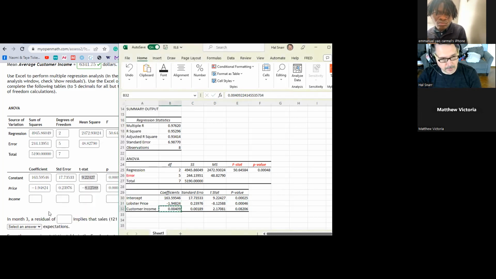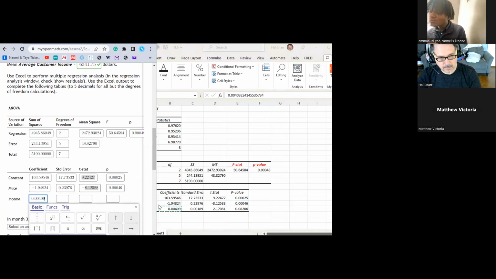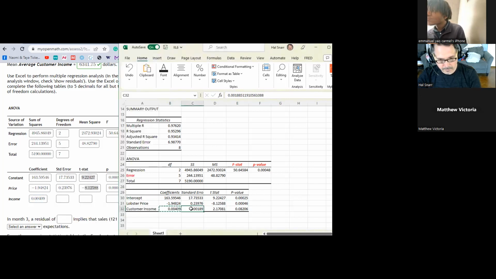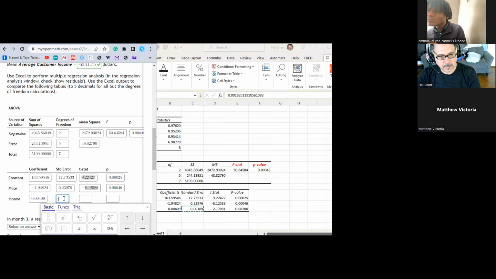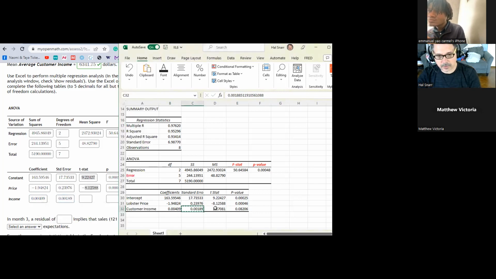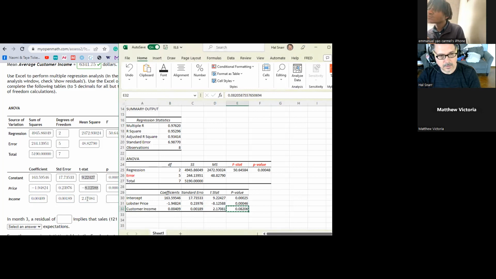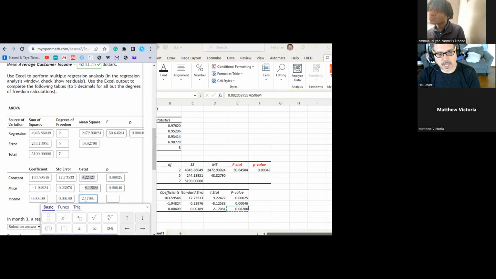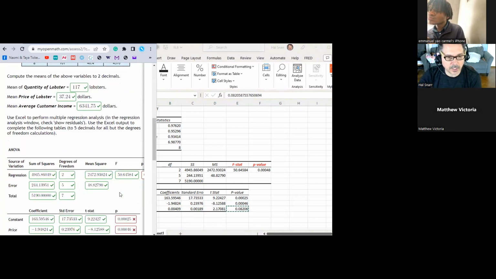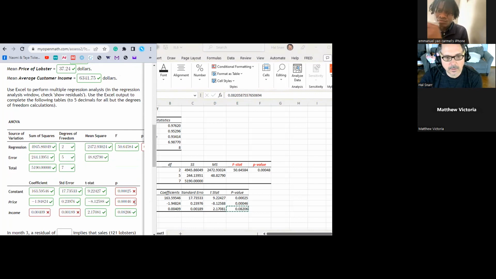Then we got the coefficient here. We got a standard error here. The ratio of those two numbers is 2.17081. The probability of being greater than that or less than a negative of that is that value. We hit enter, we got green check marks, right? Oh, wait a minute, what happened?